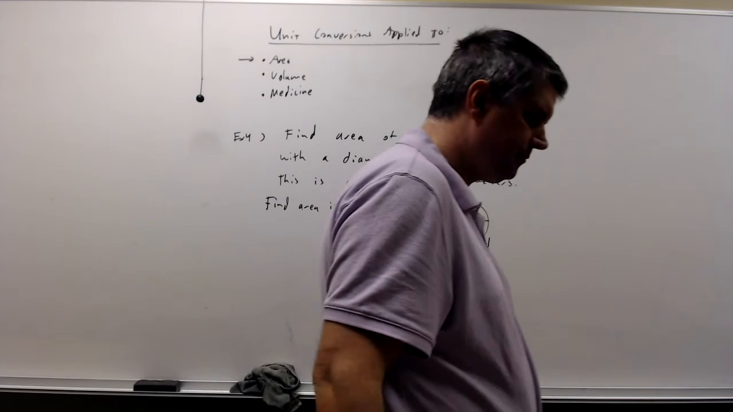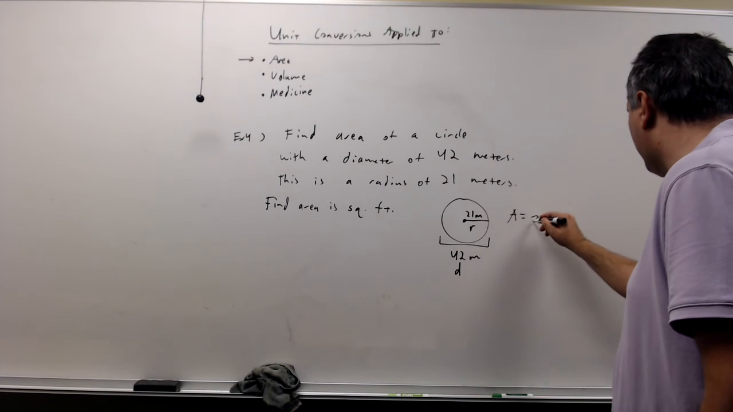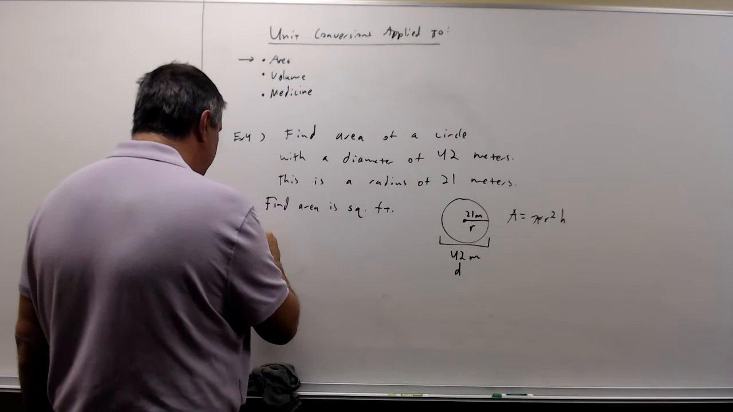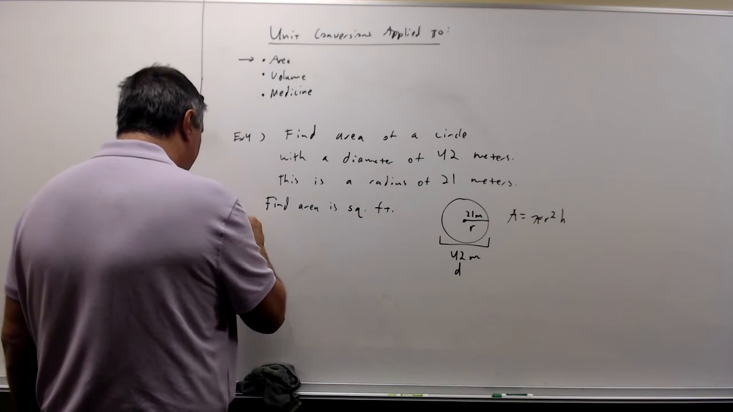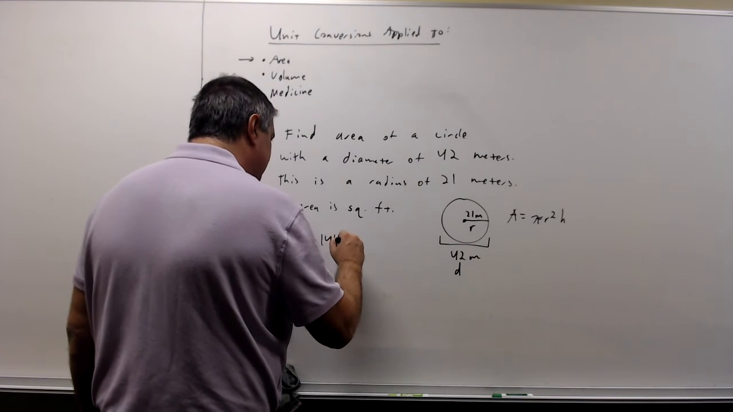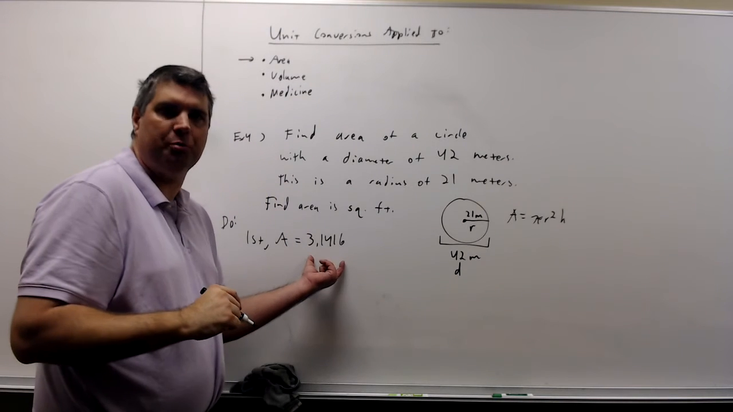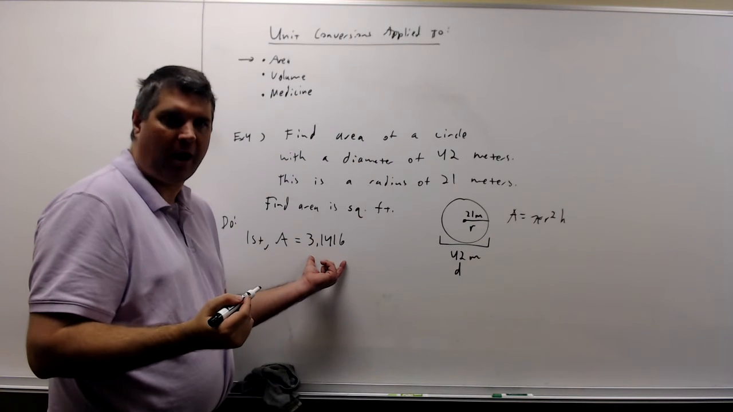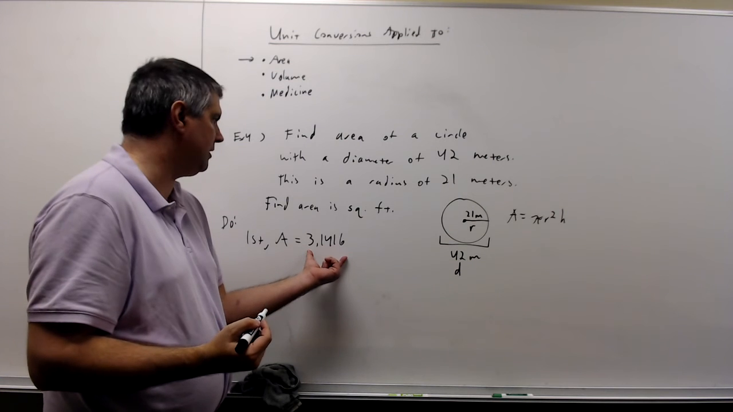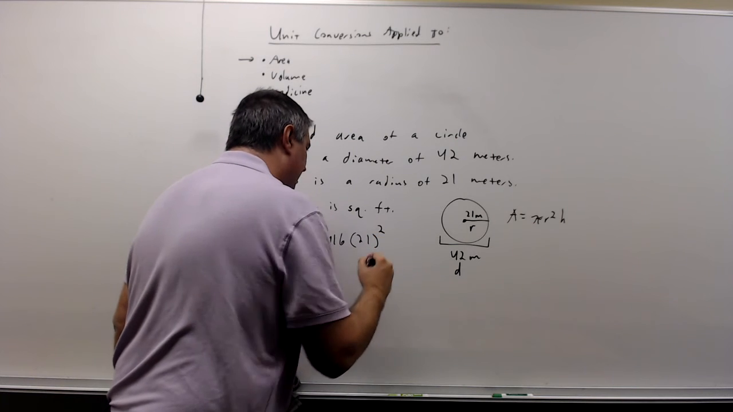Okay, here goes. Area equals pi r squared. So I propose that what we do first is, area will equal 3.1416. College level math classes usually assume this. If you're told to use a different approximation, use that. But college level math classes usually use 3.1416 times the radius, 21, squared. Okay?